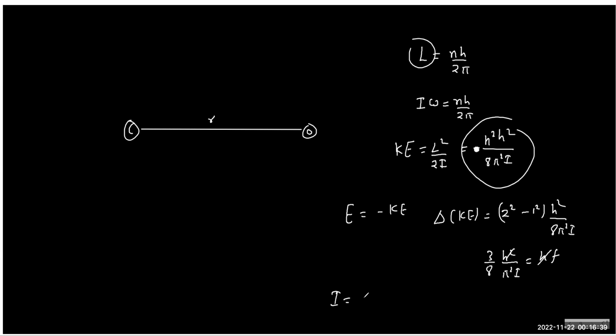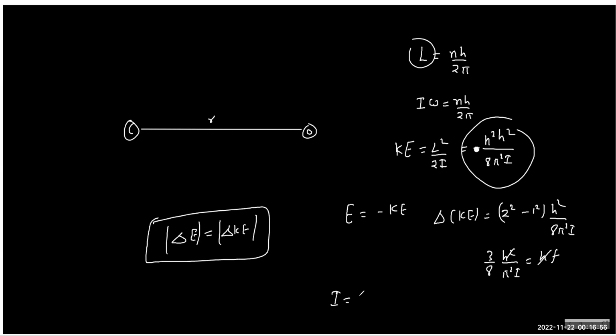So the energy difference equals h into f. We can write like this directly, because the delta KE and delta E will be the same, numerically. Both are the same numerically, that's why I'm saying. So that's why we got the delta K and we got the answer. So I turns out to be how much? 3h by 8 pi squared f.